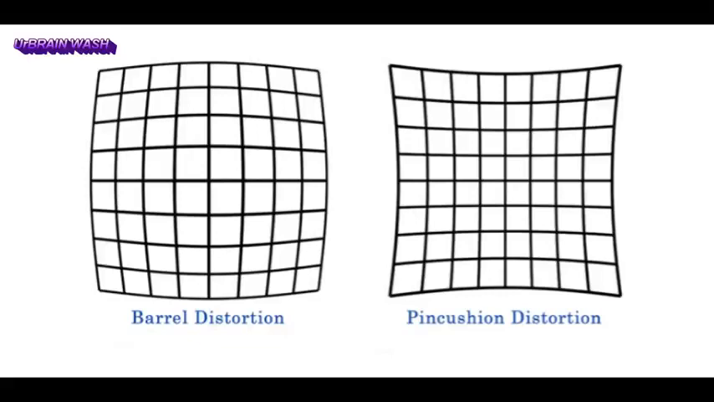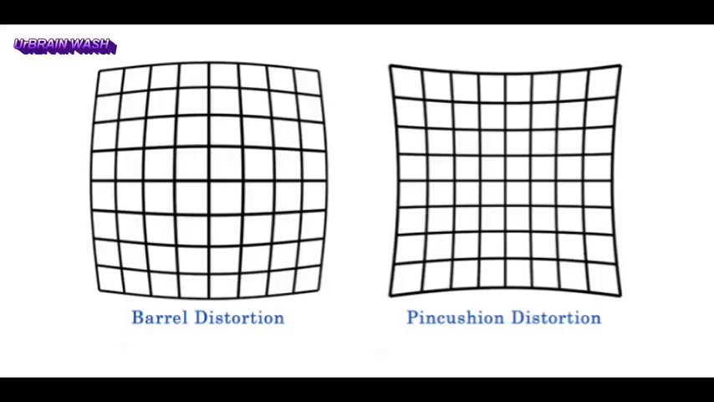What is lens distortion? In a nutshell, it's when a lens produces curved lines where straight lines should be. The two most common types of lens distortion are barrel distortion and pincushion distortion. Lens distortion graphic. Barrel distortion is where straight lines bend outward from the center of the image.